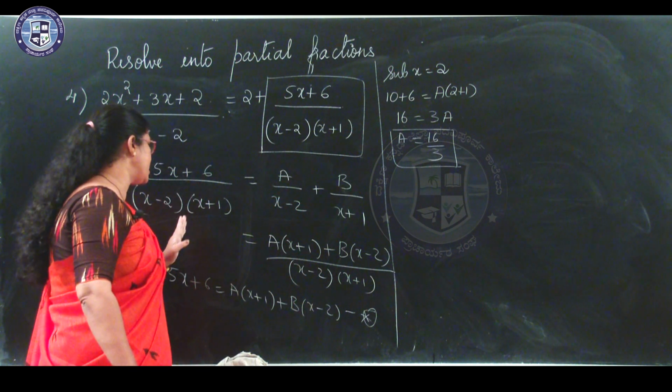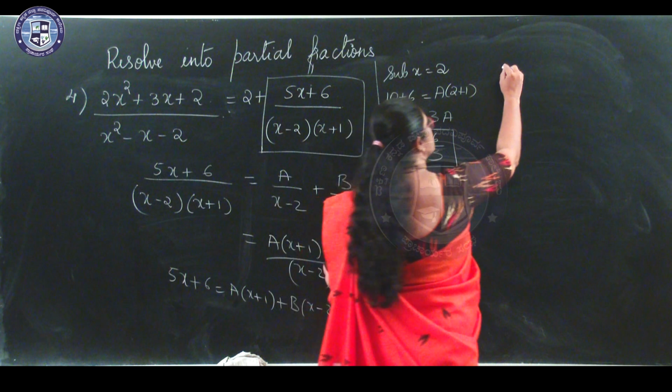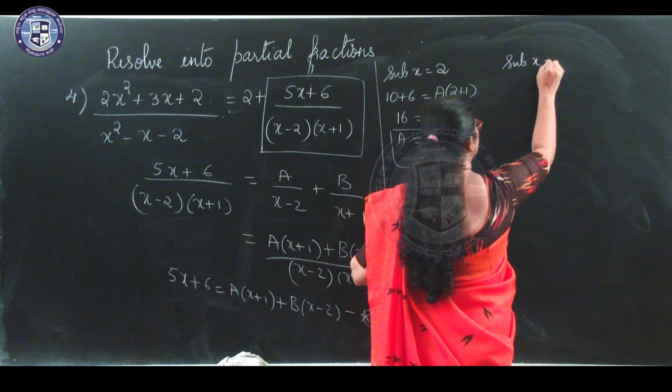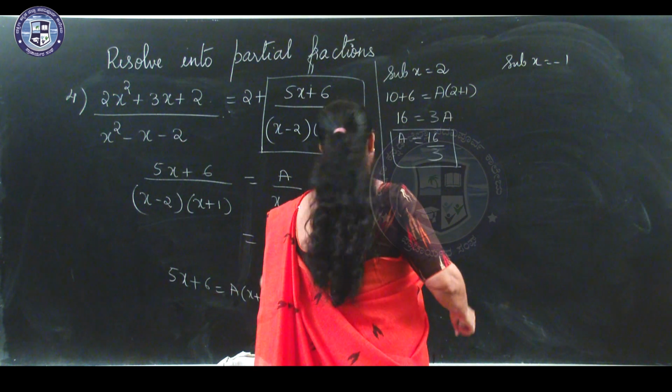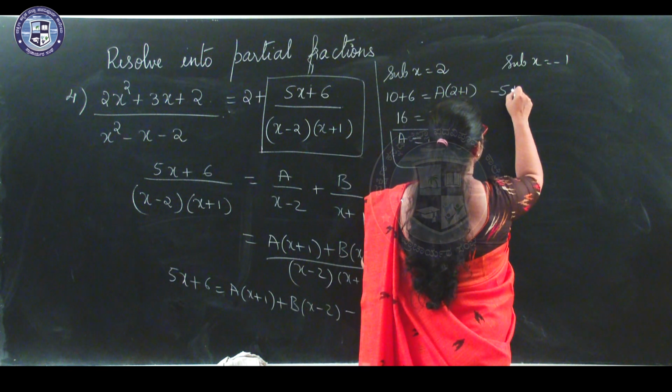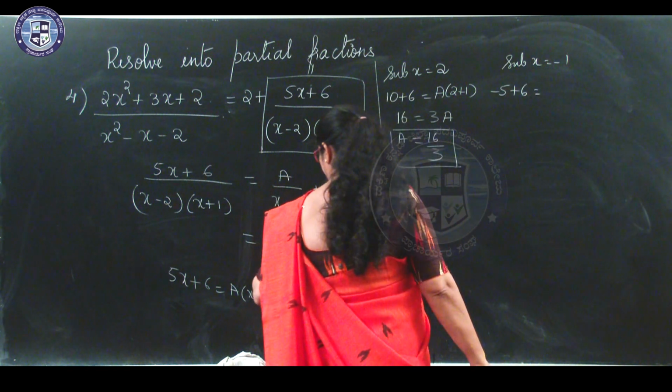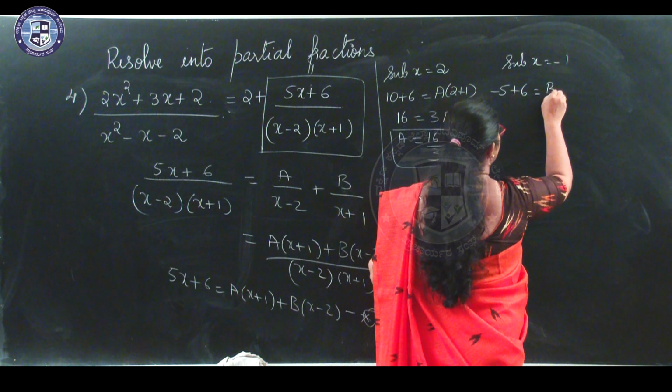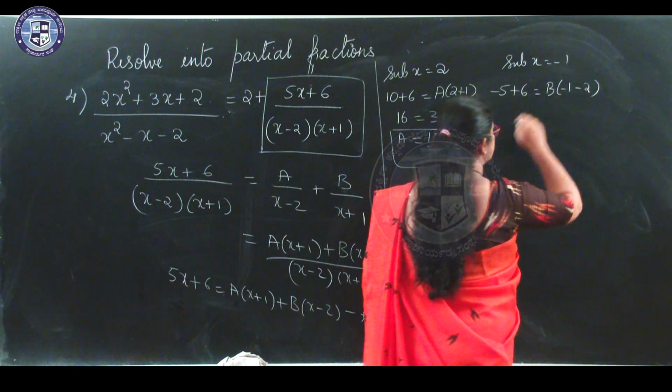Now, substitute the other value, and that is substitute x is equal to minus 1. Left hand side becomes minus 5 plus 6 and right hand side b into minus 1 minus 2.